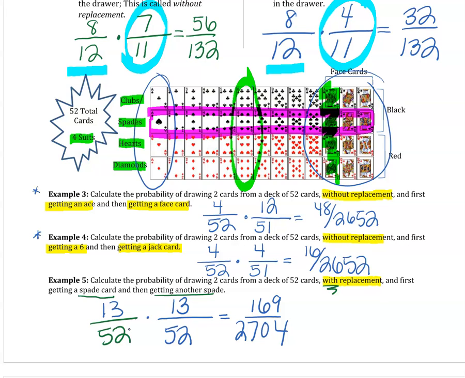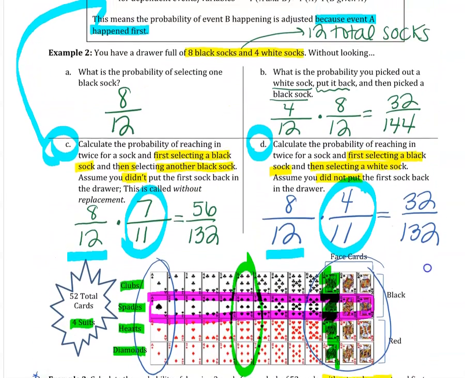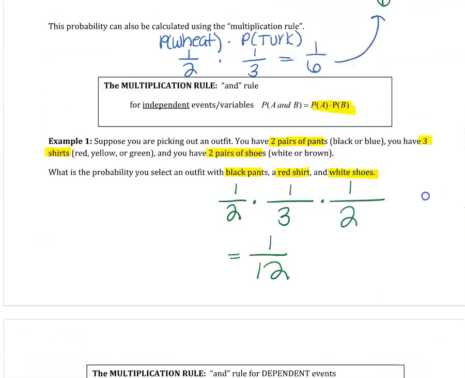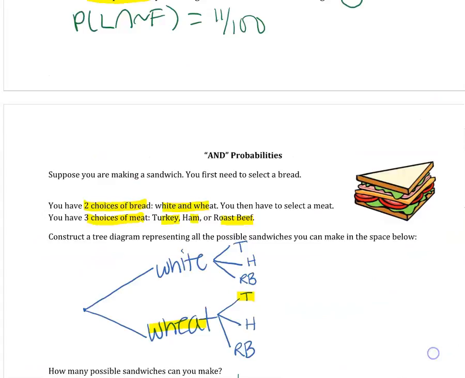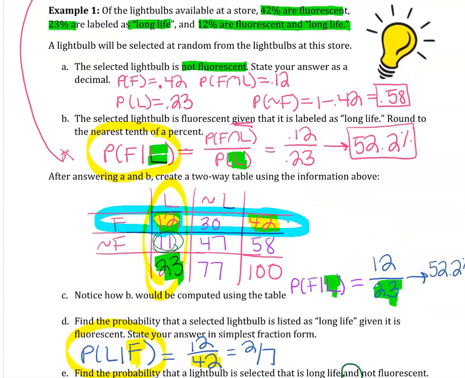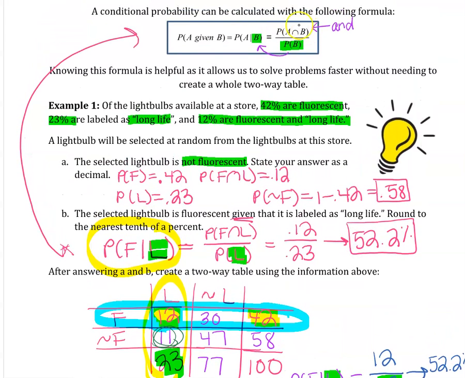And that is the and rule. So in summary, multiply probabilities together. Pay attention to basically whether you're putting the card or the sock back in the drawer. And your conditional rule, which you technically could always draw a 2-way table, it's just always quicker to know that the conditional rule is the probability of the and of the 2 events divided by whatever's given.